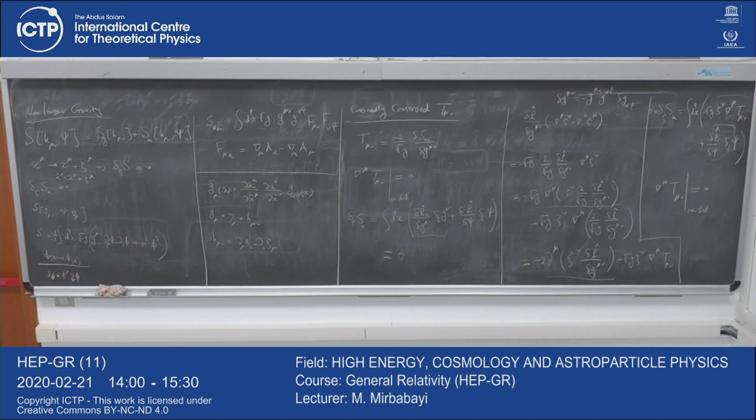Very often this is a more convenient way of deriving the energy momentum tensor, even if you don't care about gravity, even if you live in Minkowski. If you want to derive the energy momentum tensor for an action, it is more convenient to couple it to the metric, do the variation with respect to the metric, and then set the metric to Minkowski.